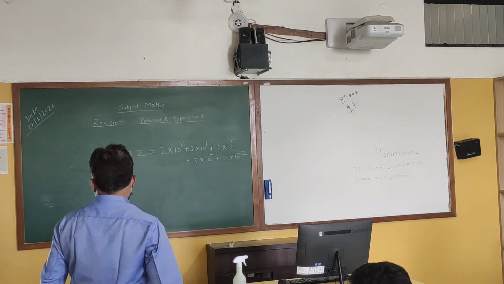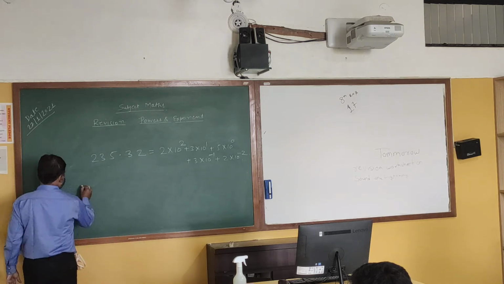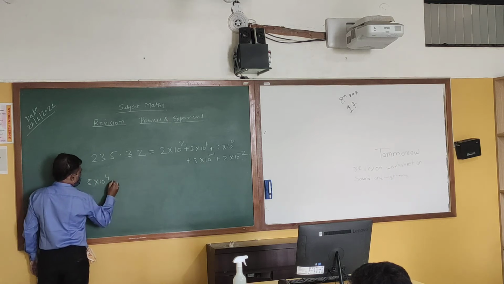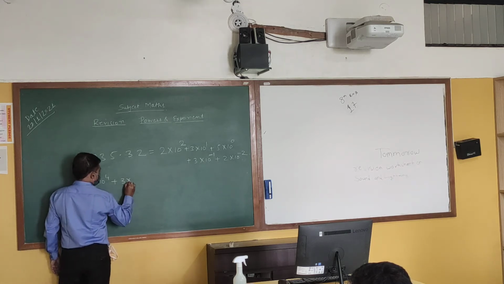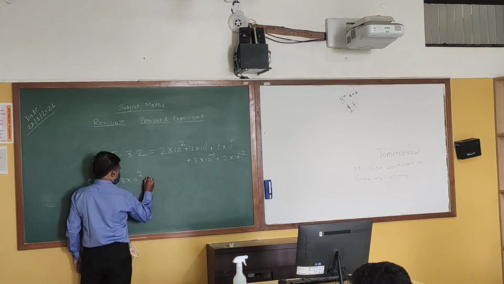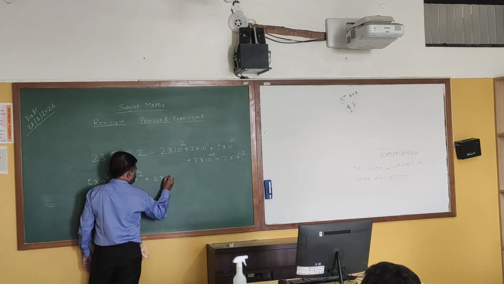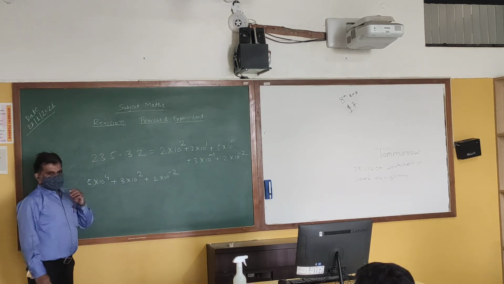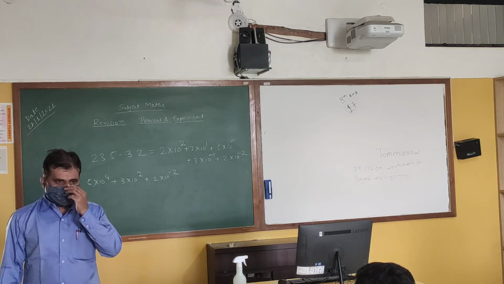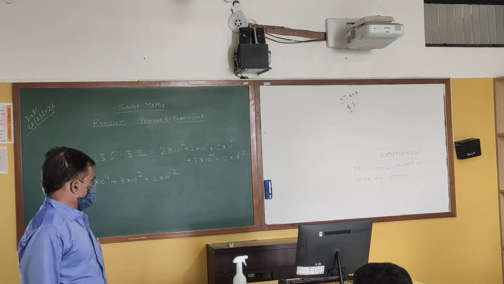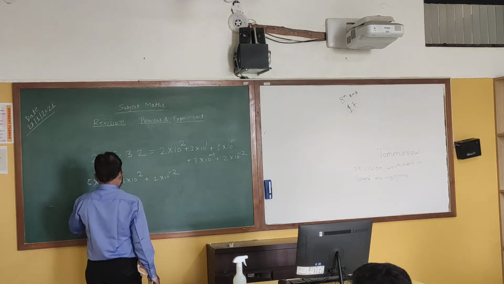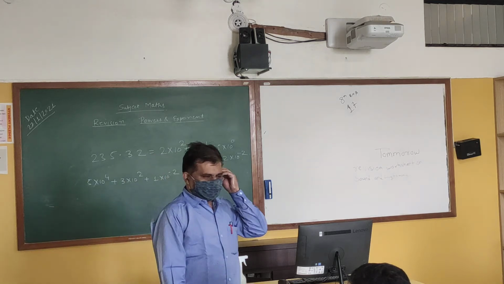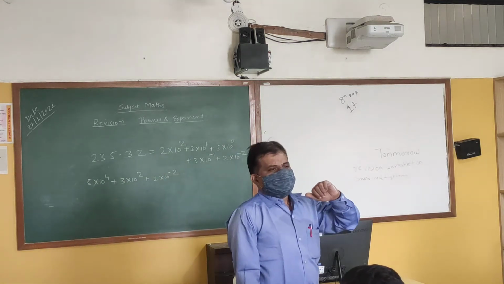Now suppose some number is given to you: 5 into 10 raised to power 4 plus 3 into 10 raised to power 2 plus 1 into 10 raised to power -2. What is the number? What will its decimal number be? It is 5020.02.